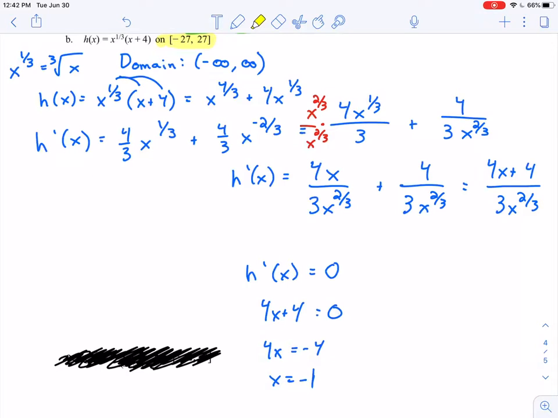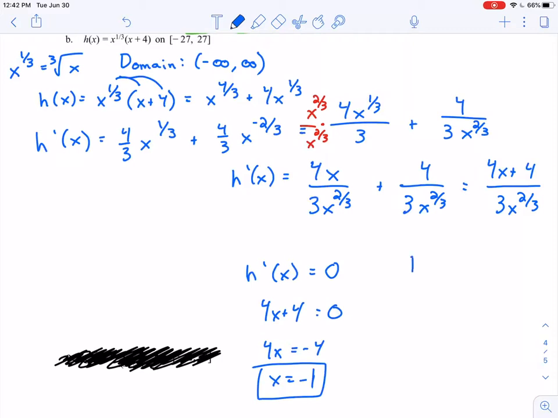So here we're working with negative 27 to positive 27. Well, yeah, negative 1 lies between those two numbers, so we are good to go. Here is a critical number. But that's not the only way I can find critical numbers.